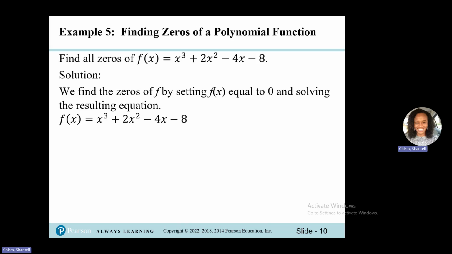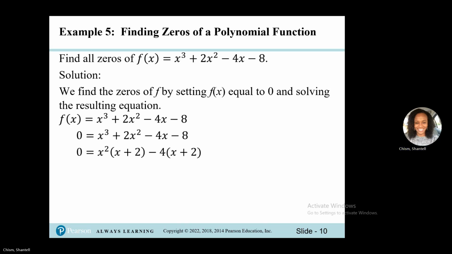We find the zeros of f by setting f of x equal to 0 and solving the resulting equation. So we take that function and we place it equal to 0. Whether you place the 0 on the left side or the right, I usually put it on the right. And then we are going to have to figure out what techniques we would need to apply that would allow us to solve for x.